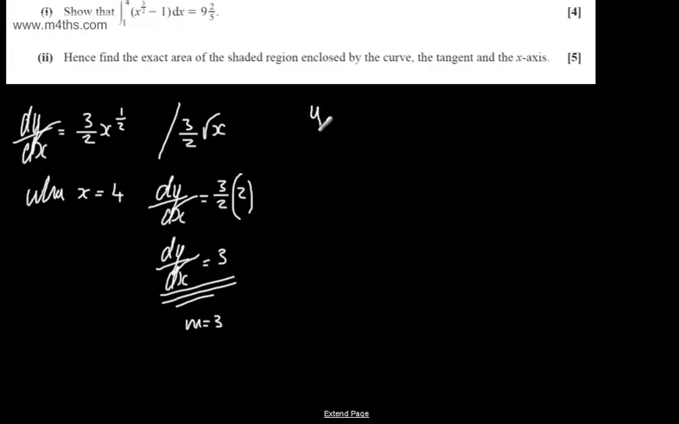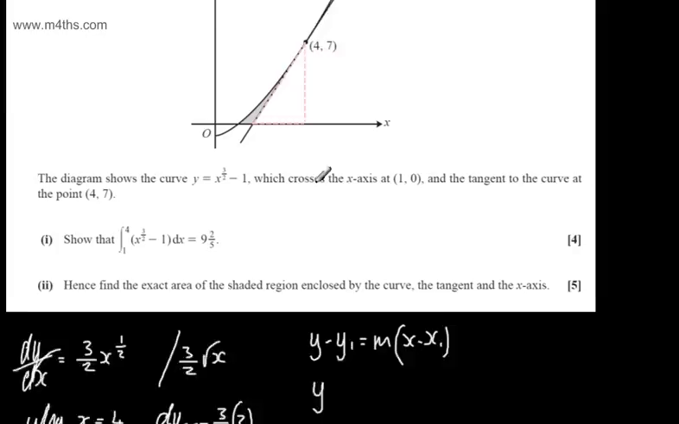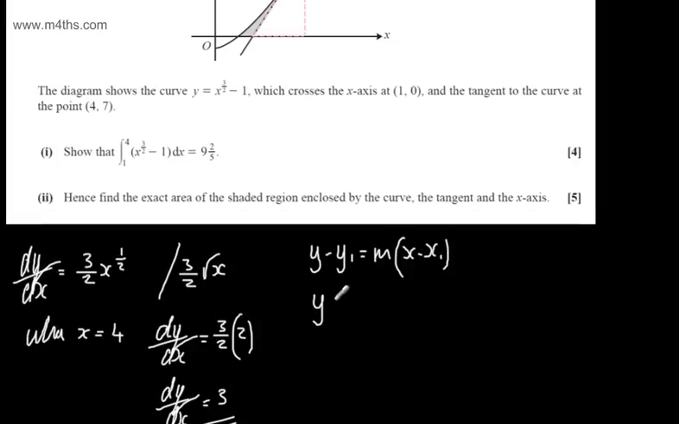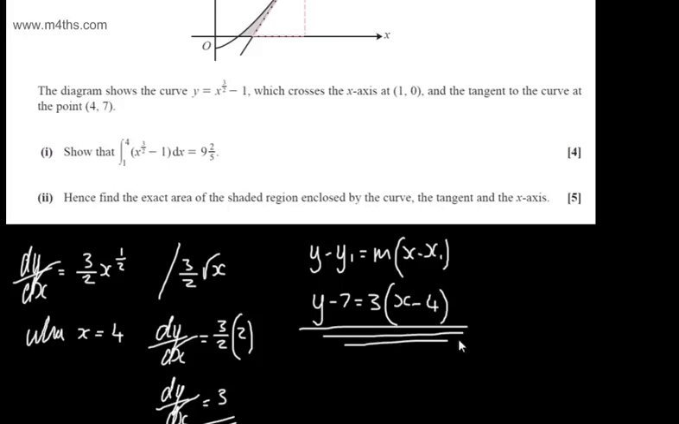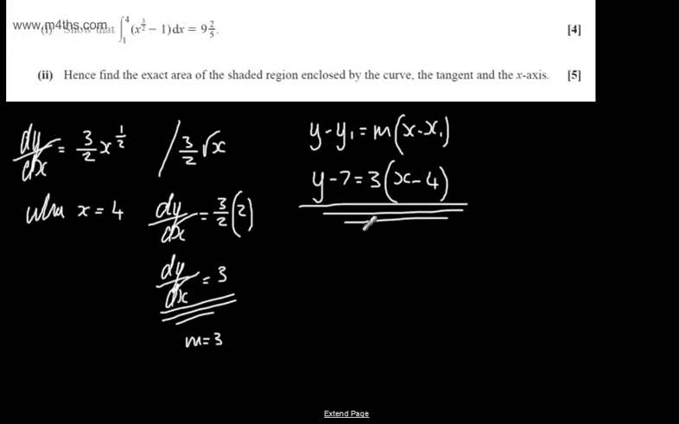I'm simply going to sub this into a straight line equation. y minus y1 is equal to m, the gradient, x minus x1. So we have the point just here. We've got 4, 7. So y minus 7 is equal to the gradient, which is 3. Then we'll have x minus 4. So this is an equation for the tangent.